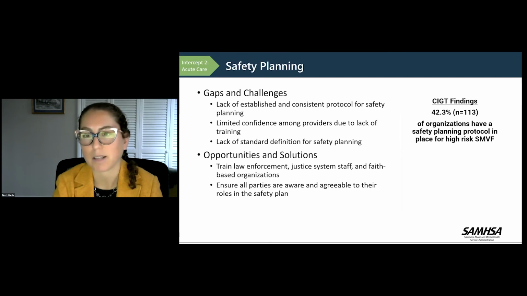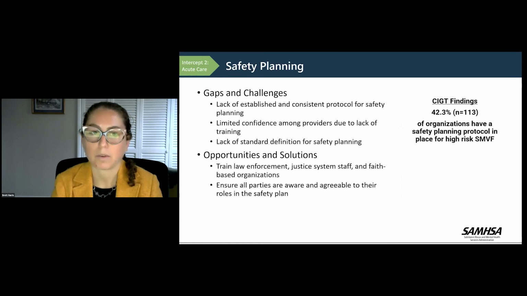So you could see on the right side of the slide, about 42% of organizations have a safety planning protocol in place for high-risk SMVF. So this is a lack of established and consistent protocol for safety planning. Again, limited confidence due to lack of training, and then lack of standard definitions for safety planning. Generally speaking, when people say safety planning, it's not necessarily the evidence-based Stanley Brown safety plan. It could be really anything like a general crisis plan. But the issue is that the triggers and the coping strategies for suicide risk could be very different from substance use, domestic violence, anything else.